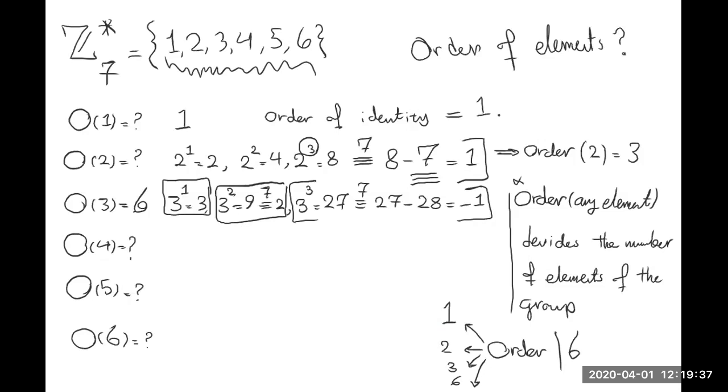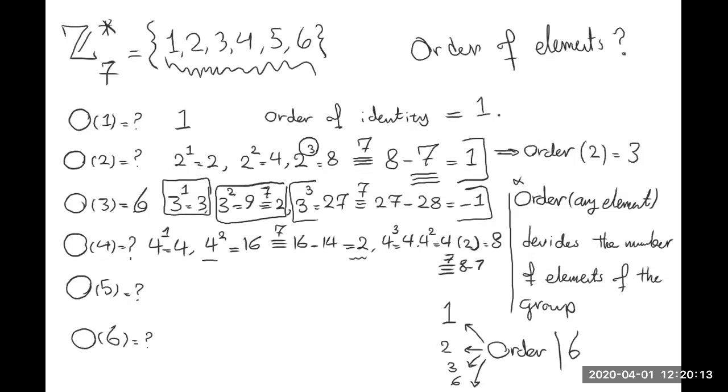Okay, let's look at 4. So 4 to the 1 is 4. 4 squared is 16, which mod 7 is the same as 16 minus 2 times 7, which is 14. And that's 2. Okay, 2 is not 1. What about 4 cubed? 4 cubed is 4 times 4 squared. But 4 squared is 2. You can see here, 4 squared equals 2. And this is 8. And mod 7, 8 is the same as 8 minus 7, which is 1. So the order is 3. So here the order is 1, here the order is 3, here the order is also 3.